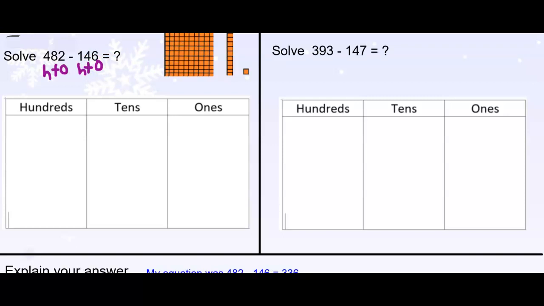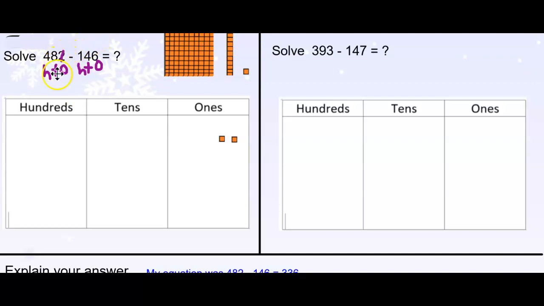Boys and girls, the next step is to build the first number, starting with your ones. How many ones do we have, boys and girls? Yes, 2 ones. 1, 2. Now let's cross out those 2 ones so we don't get confused and make them again.